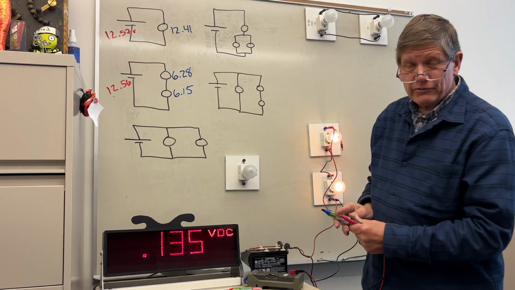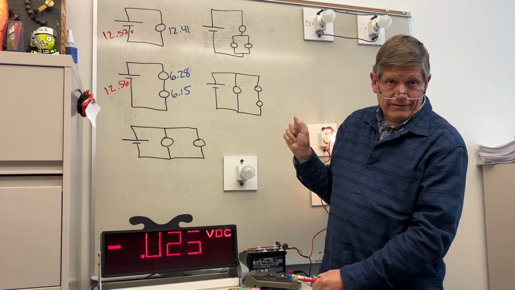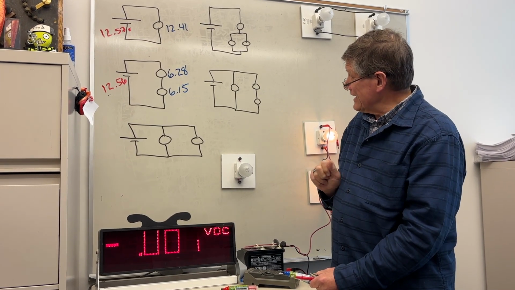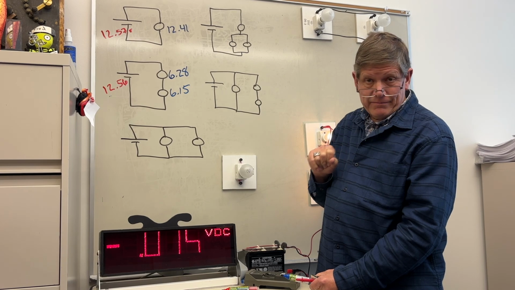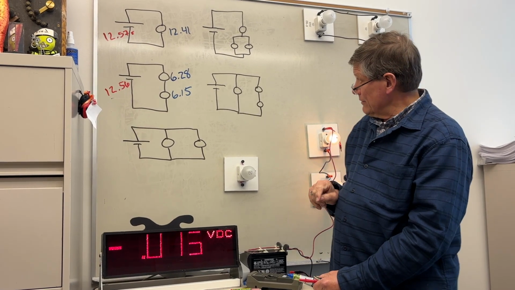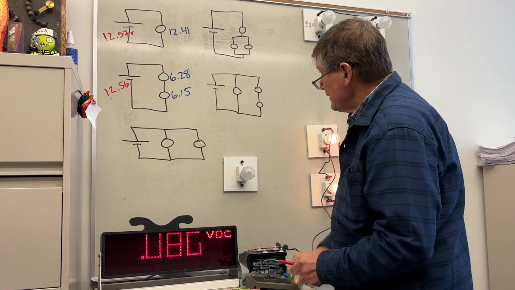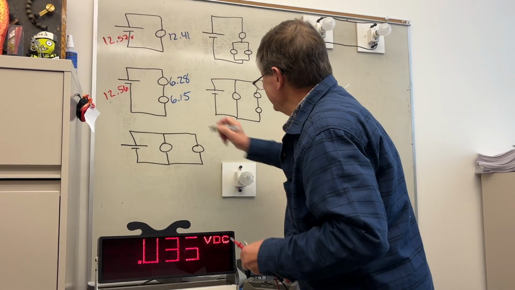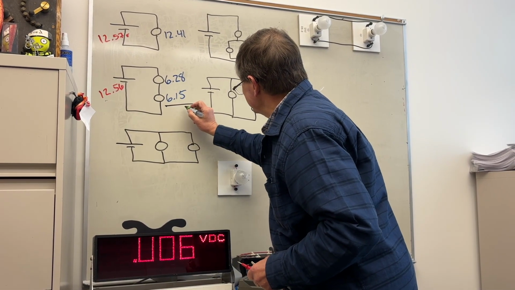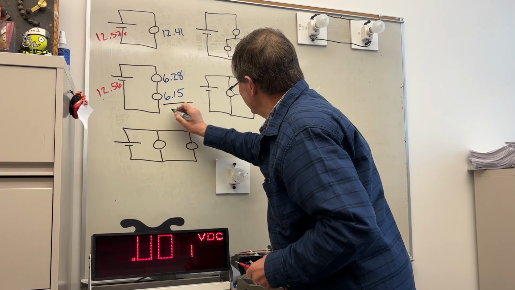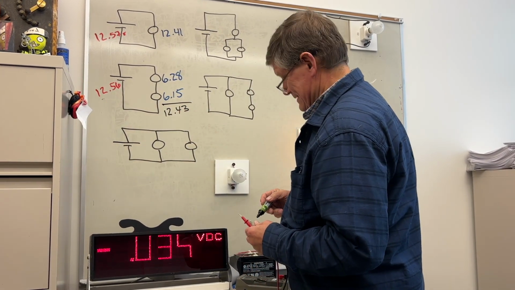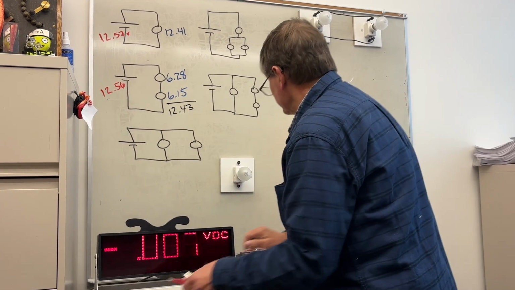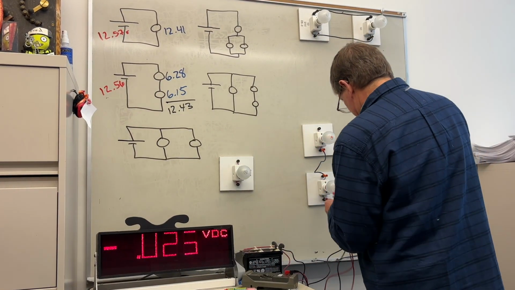Now, if those bulbs were truly identical, if they had really been made at the same factory by the same worker on the same day, I would get the exact same number for those. Now, if I add those numbers up, what we get is 12.43. So very close to the battery voltage.